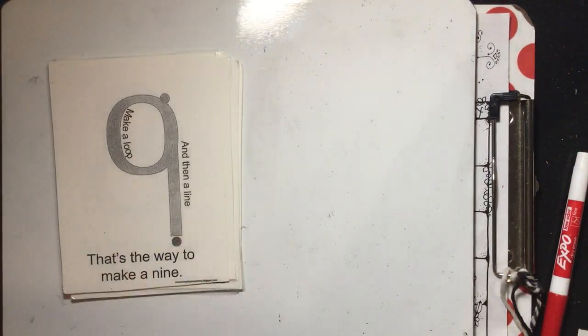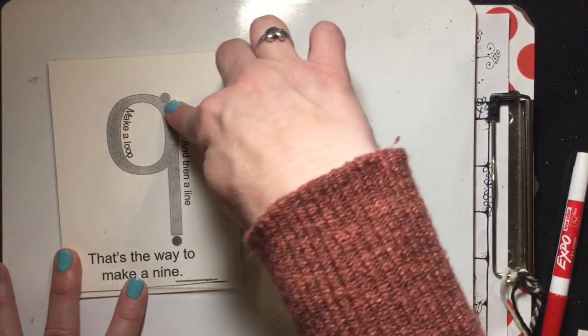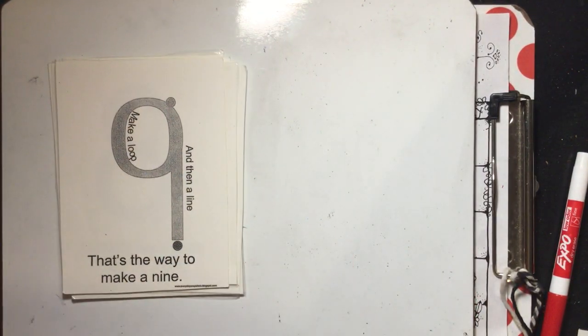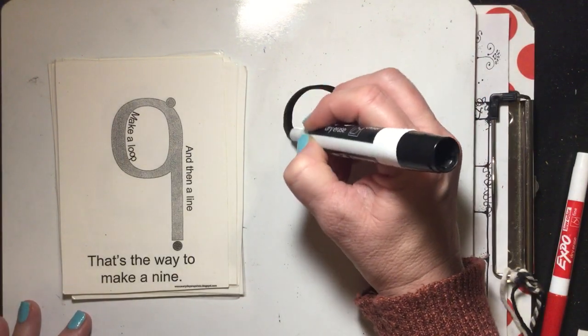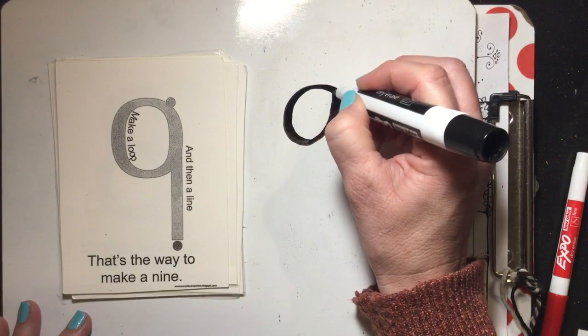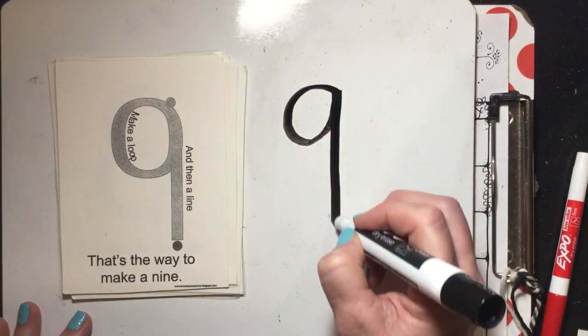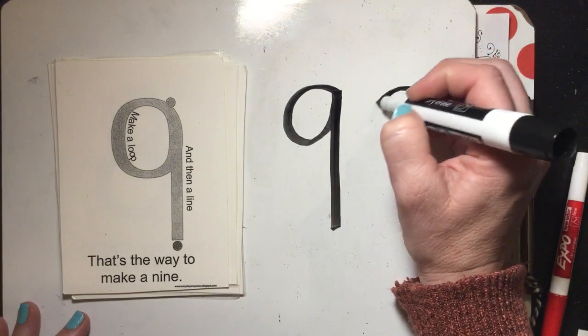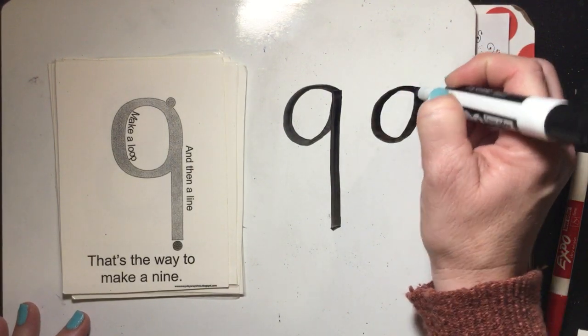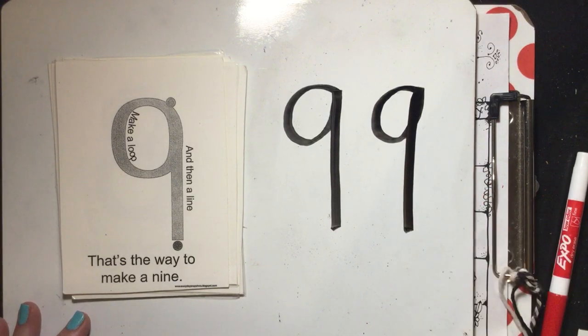All right, let's look at 9. Here is 9. It says make a loop, add a line. That's the way to make a 9. So here we go. Make a loop. So you're going right back up to where you started. Then add a line. That's the way to make a 9. So it's like a little circle up top, and then it goes straight down. There's a 9.